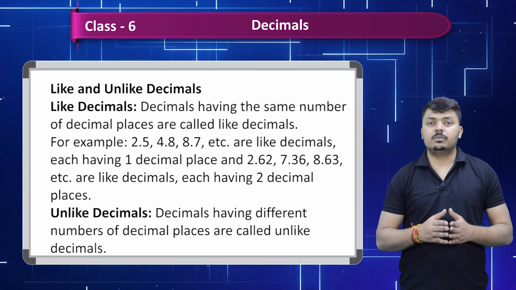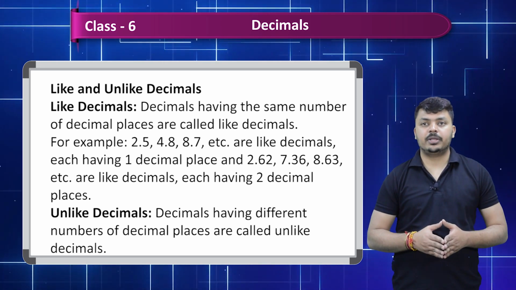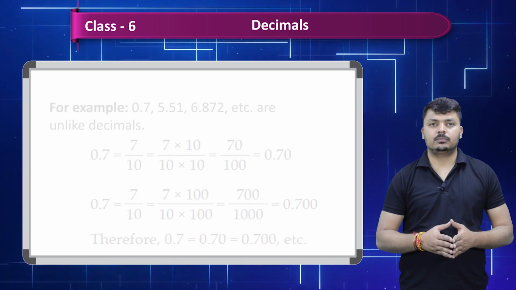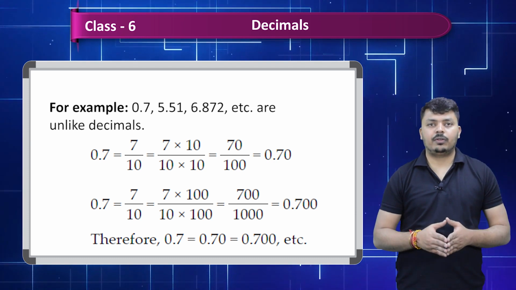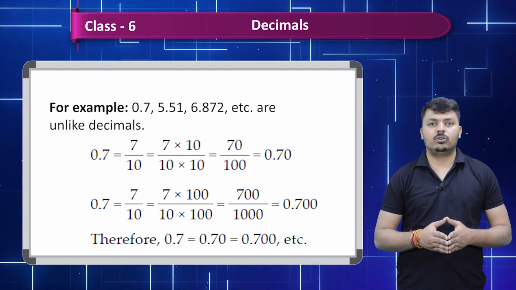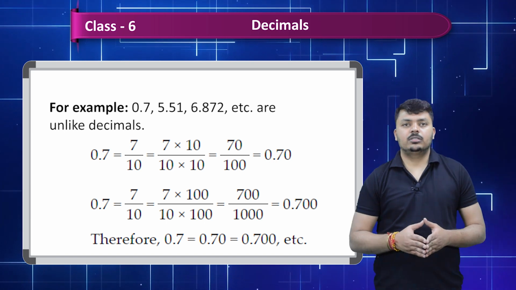Unlike decimals. Decimals having different numbers of decimal places are called unlike decimals. For example, 0.7, 5.51, 6.872, etc. are unlike decimals.